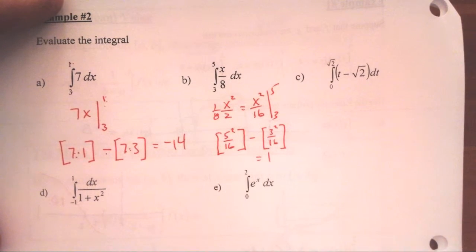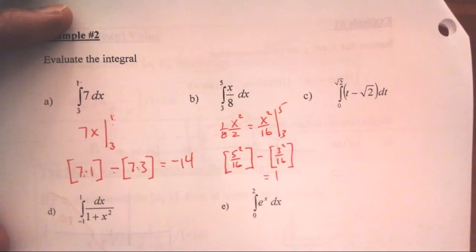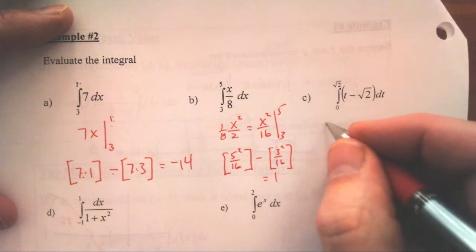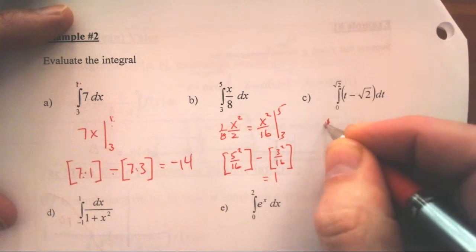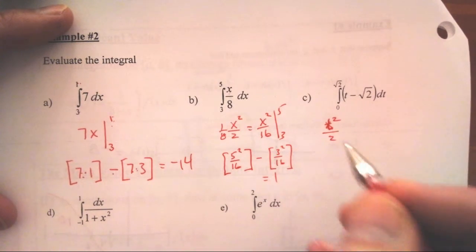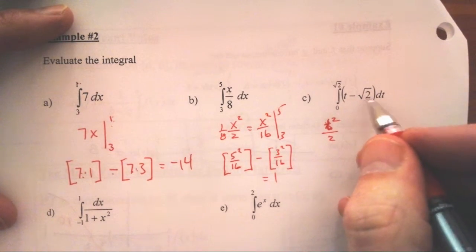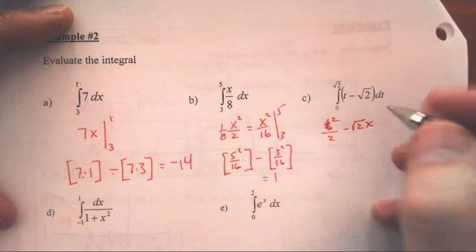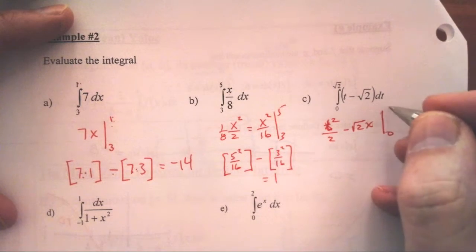All right, a little bit more going on in C. If I ended up with t to the first, I must have started with, not x, I must have started with t to the second, but t to the second's derivative is 2t, so cancel the 2. If I ended up with a minus a constant, then I had minus the constant times x. And I want that from 0 to root 2.